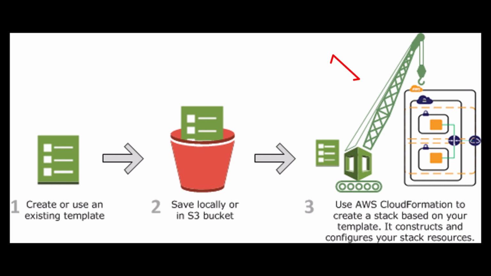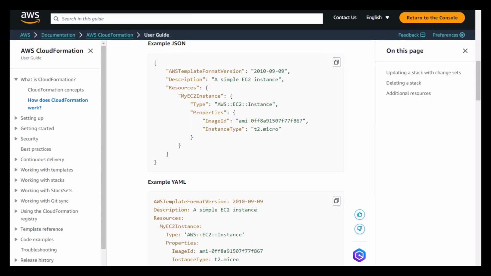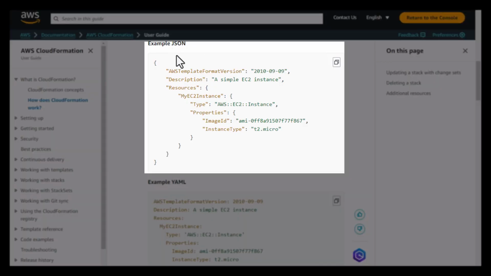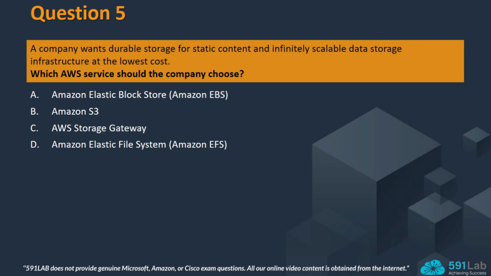Think of it as constructing a building. CloudFormation assembles the pieces, the resources, according to the blueprint, the template. So, in summary, CloudFormation simplifies infrastructure management by allowing you to define your desired state in a template and then automatically create and manage the associated resources. It's like building with virtual Lego blocks. So this is how a template looks like. This one is basically a JSON based template which you can write manually, or you can find pre-built templates for common use cases. Alright, so question number 5.